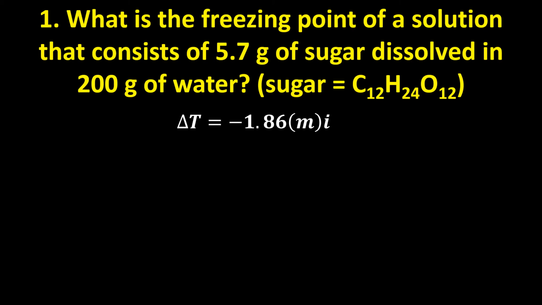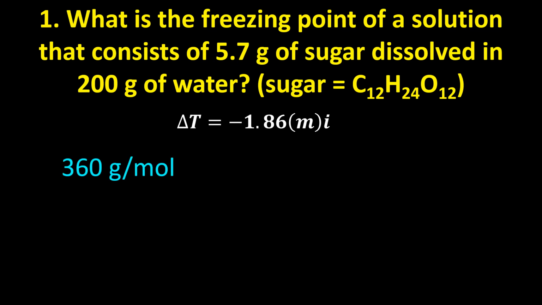Because this is sugar, it involves carbon, hydrogen, and oxygen, which are all nonmetals, so it's a covalent compound. Covalent compounds will dissolve and just have one particle in solution. So the i that we would use for this formula is going to be just 1. So we just need to calculate the molality.